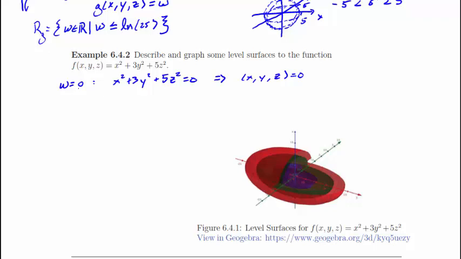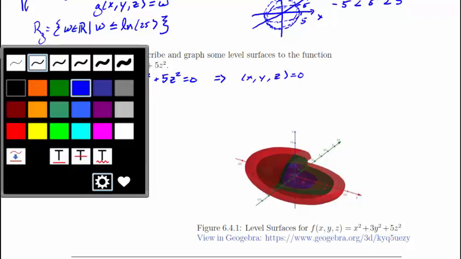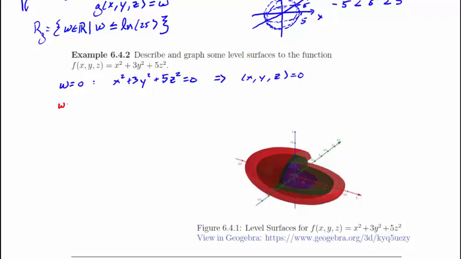So this function will only output 0 at the origin. Okay, what if we want the outputs to equal, say, 1? So let's say W equals 1. Let's note here I'm letting f of x, y, z equal W. So W equals 1, that gives us x squared plus 3y squared plus 5z squared equals 1. I'm going to reorganize this.